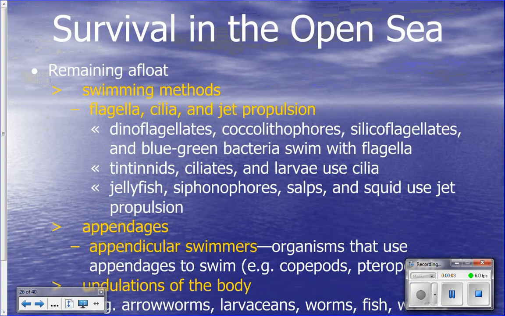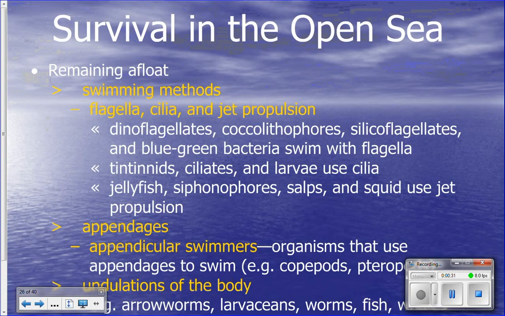So one of the things that the animals that live out in the open ocean have to do in order to survive is to remain afloat. The phytoplankton need to stay afloat because they need to stay in the photic zone in order to do photosynthesis to remain alive. And then the zooplankton need to stay afloat because they need to stay in the photic zone because that's where the phytoplankton are and that's their source of food. So they have to stay afloat.